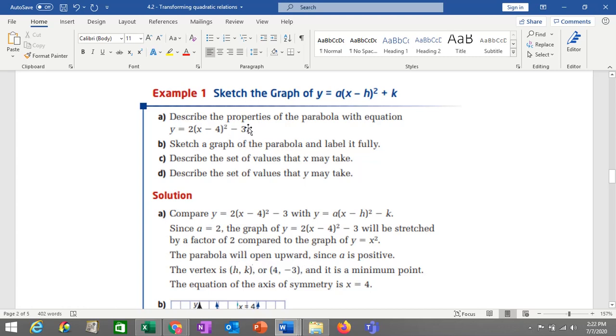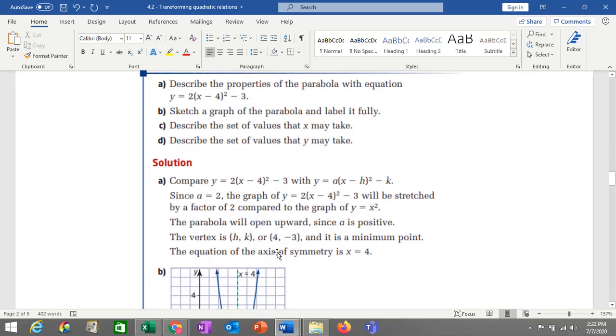So if you have something in vertex form, the reason we call it vertex form is because you can just look at it and see what the vertex is. So it's (4, negative 3). We know it's going to be a minimum point because the graph opens up. There's no reflection here, so it doesn't open down, it opens up. It's U-shaped. Okay, and we know because there's a 2 here that there's a stretch factor of 2.